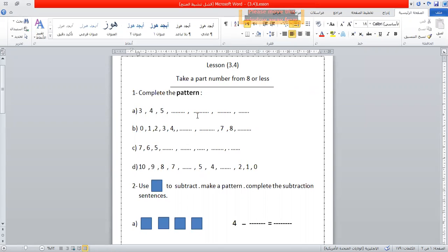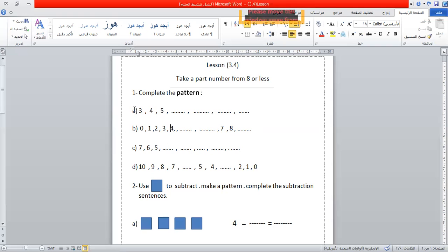First, let's learn what a pattern is. A pattern is something that is repeated, or a group of objects that are repeated many times. Or we can say we can see the pattern in numbers. For example, when you count starting from 0, 1, 2, 3, 4, and so on, we call this a pattern. A group of numbers going to increase or decrease like this.